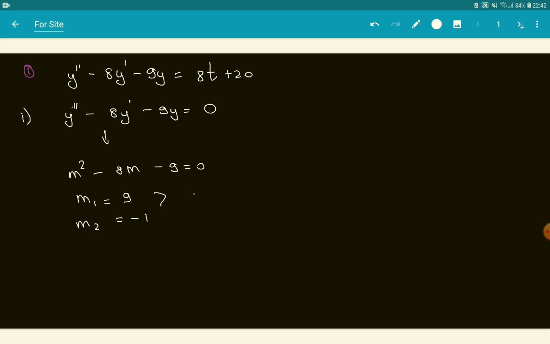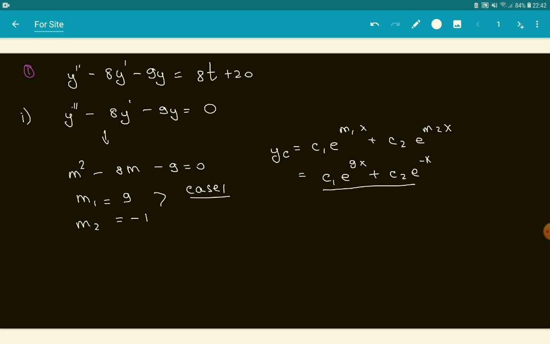Because it has two real roots, it is case 1. I think you already understood what case 1 is. So what was the rule for case 1? It was yc is equal to c1 e to the m1x plus c2 e to the m2x. So it will be c1 e to the 9x plus c2 e to the negative x. Okay, that part is easy, done.